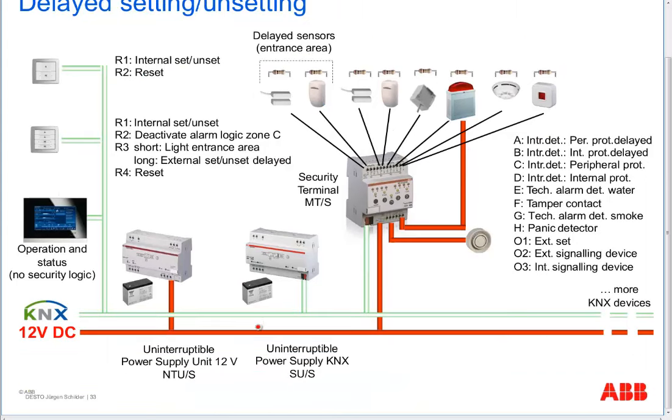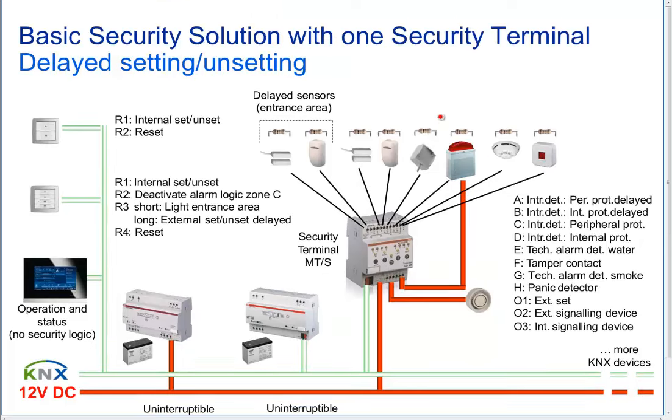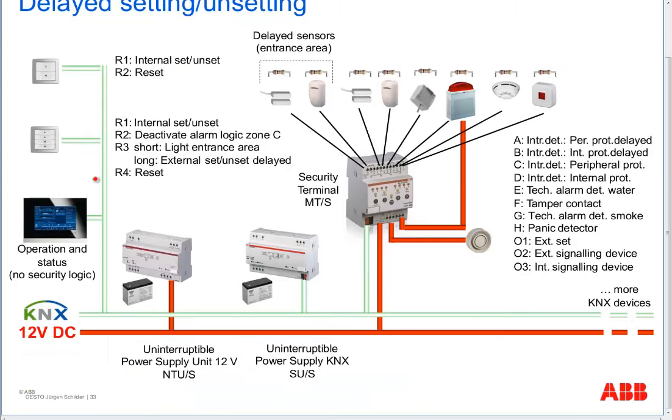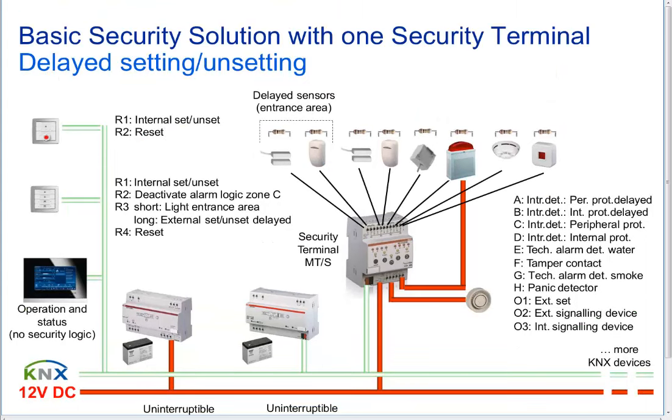Never forget, we need uninterruptible power supplies, one for example here for our KNX world, and one the 12-volt uninterruptible power supply to supply our KNX security terminals, and also the siren and the strobe light. Plus some sensors, for example one sensor, maybe one sensor here in the master bedroom for internal setting, unsetting, the rocker number 2 to make a reset, and here for example one sensor in the entrance area with rocker number 1. We can set internal and unset the security terminal.